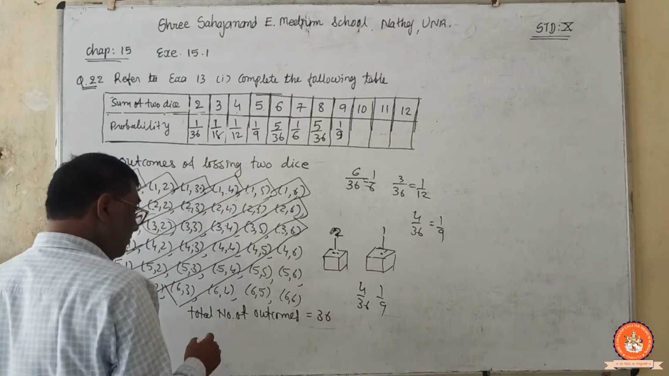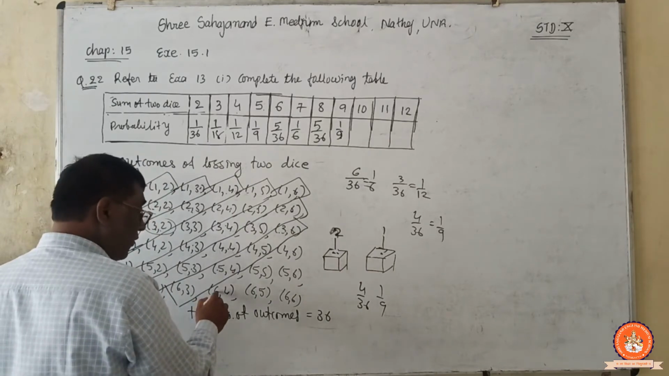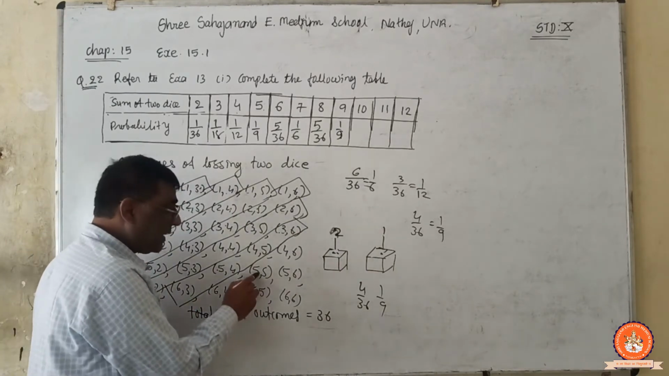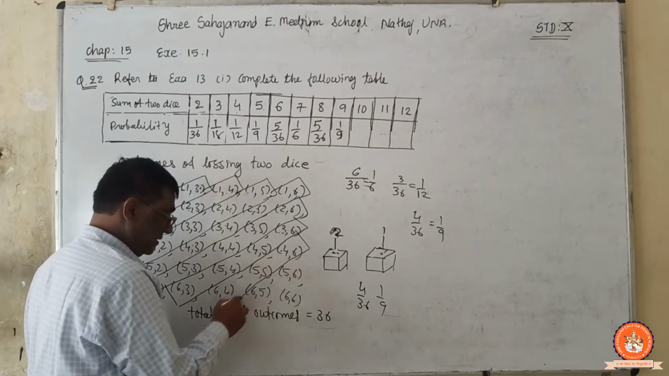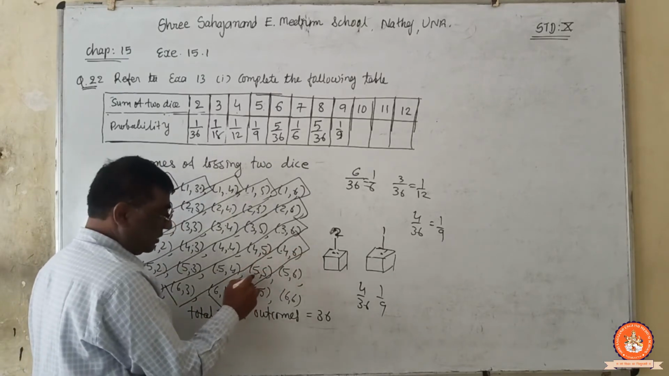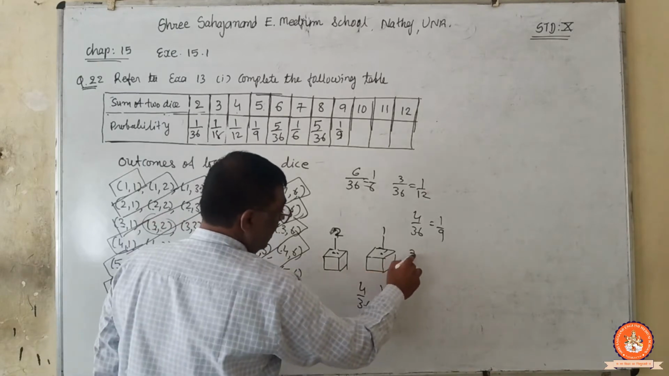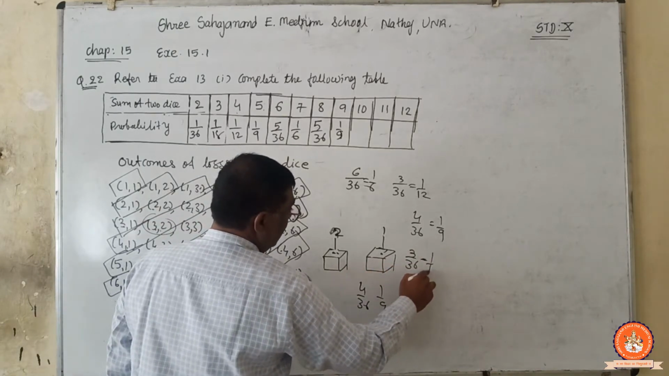Now the sum of two numbers is equal to 10. 6 4, 5 5 and 4 6. Okay. So 3 upon 36, it's 1 upon 12 again.